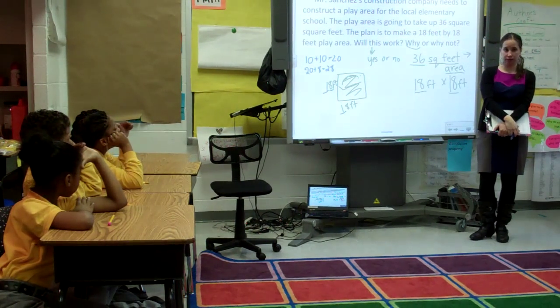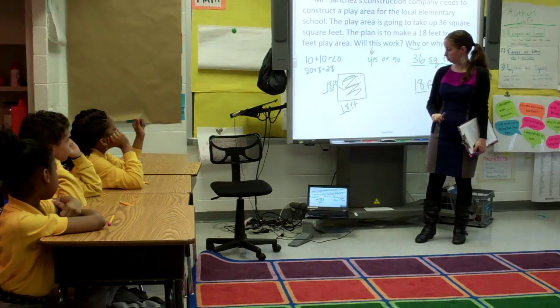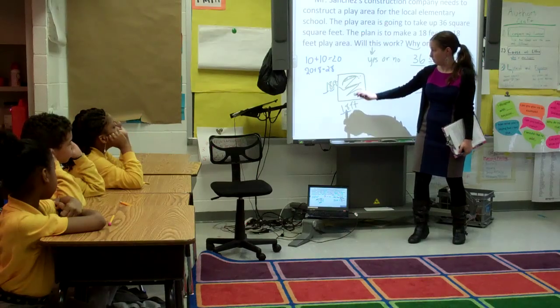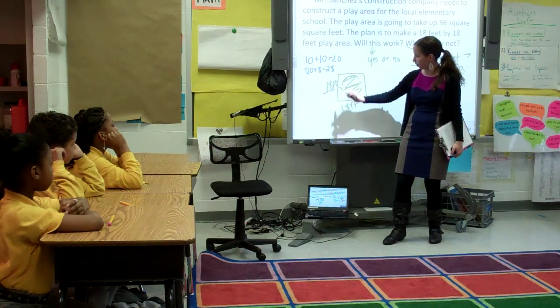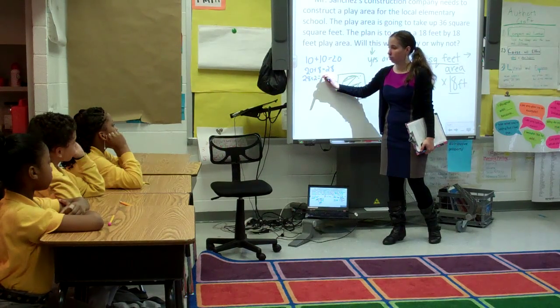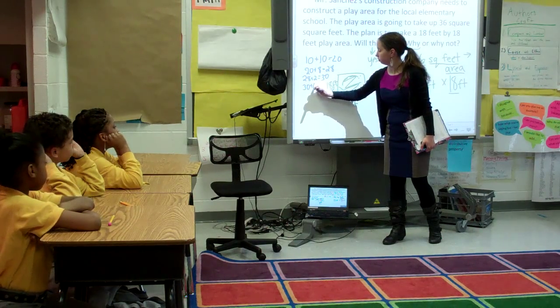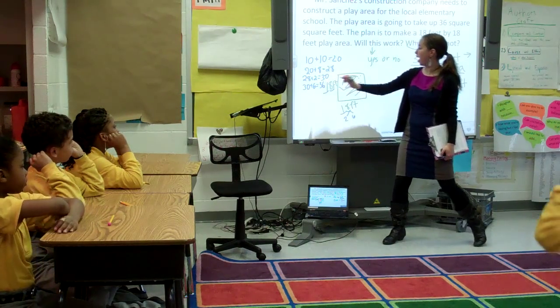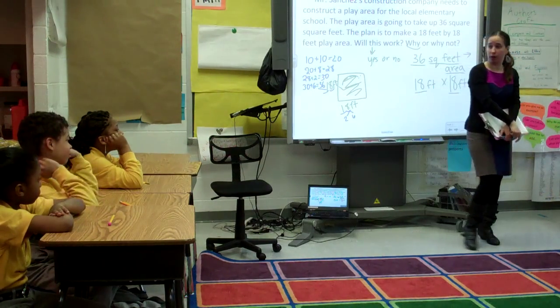And if you break up the last 8 into 2 and 6, and add the 2 to the 28. So break up the last 8 into 2 and 6. 28 plus 2 equals 30. And then 30 plus 6 equals 36. And this is why you think that this has an area of 36 square feet.